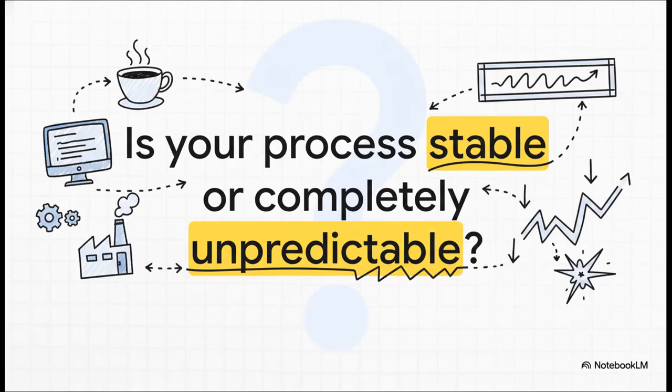Think about it. It doesn't matter if you're making coffee, writing software, or manufacturing car parts. At the heart of any process, there's a really big question. Is what we're doing stable and consistent, or is it just totally unpredictable? And that, right there, is the core problem that control charts were invented to solve.